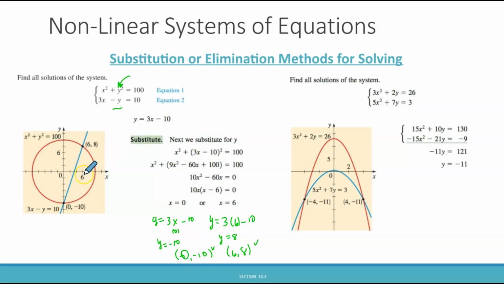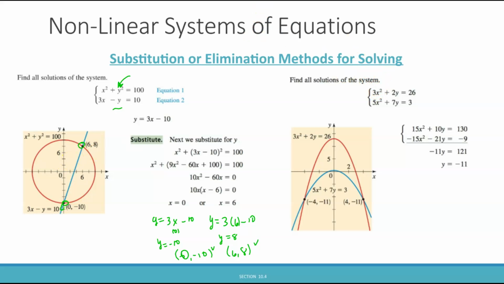Now, if we were to graph, we should recognize this as the graph of the circle from when we learned how to graph circles. This is the graph of the circle centered at 0, 0, radius 10. This is just the graph of a line, with slope 3 and intercept negative 10. And what we should notice is our solutions, like we learned in the graphing method, are where these two intersect. So we substituted, solved for y, and substituted into the remaining equation. Once I have a solution, I can check it with the graph.